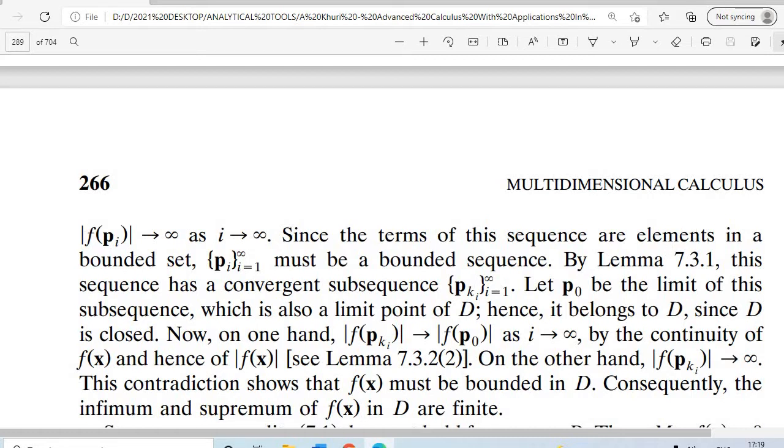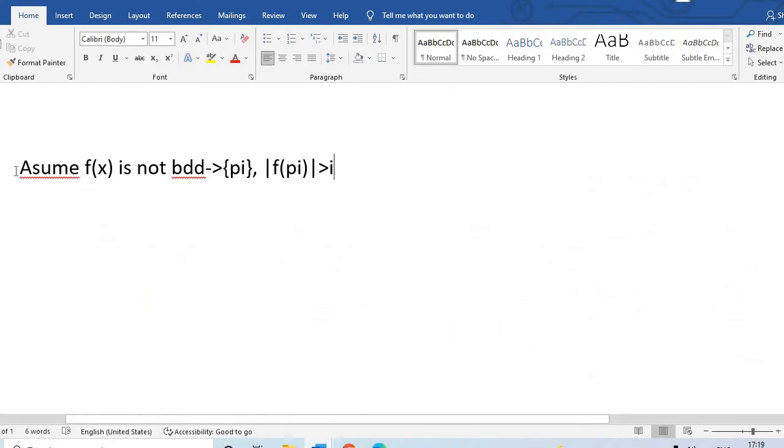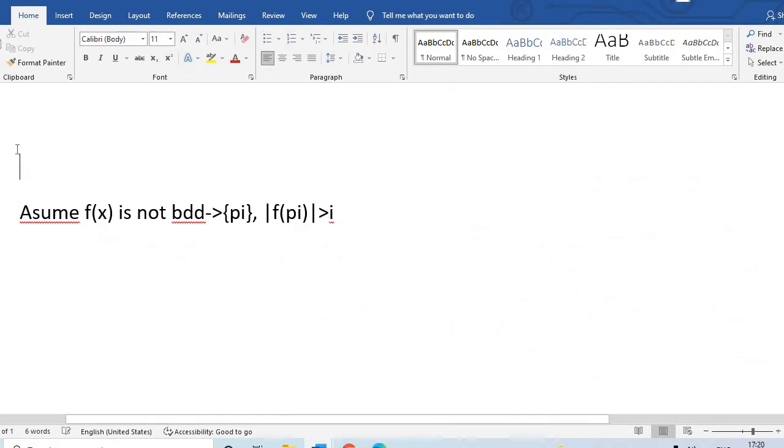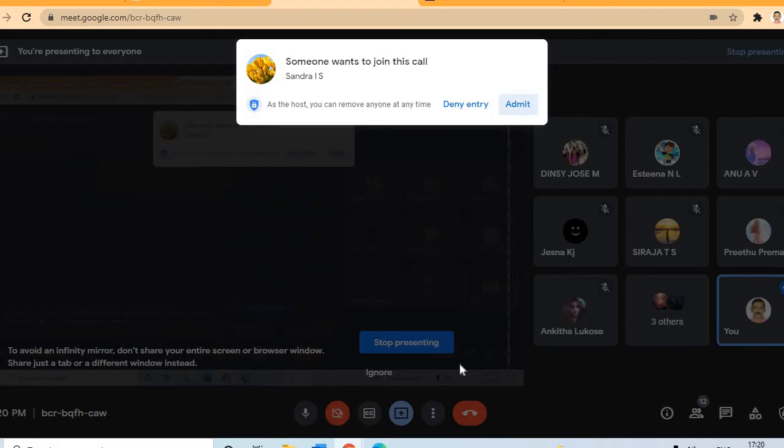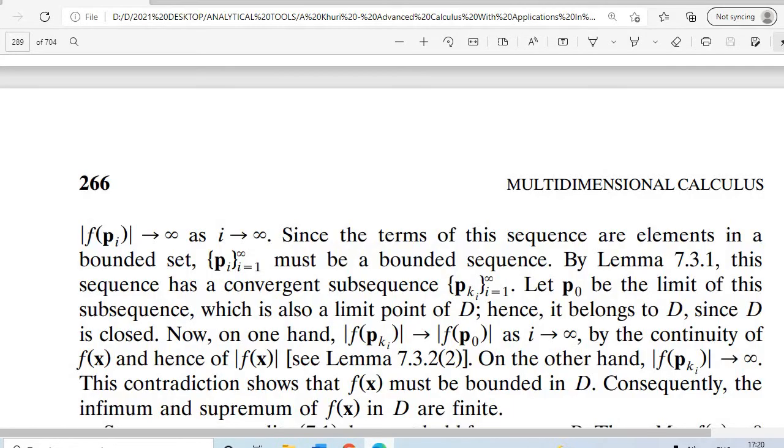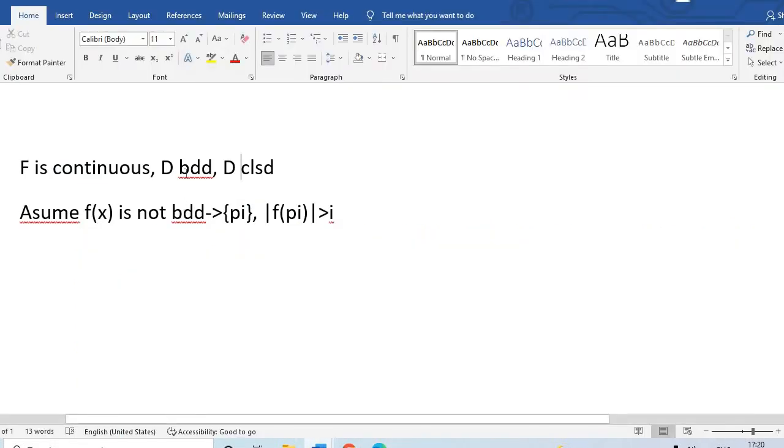But we have three more pieces of information. First, f of x is continuous. Second, D is bounded. Third, D is closed. We use the second information, that D is bounded. So since D is bounded, we will use this information.